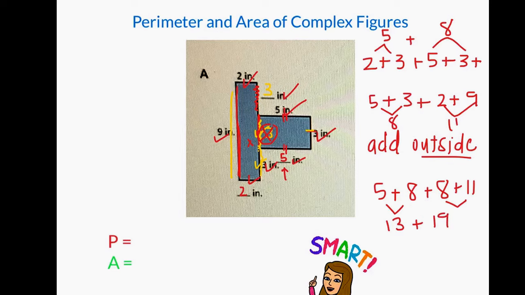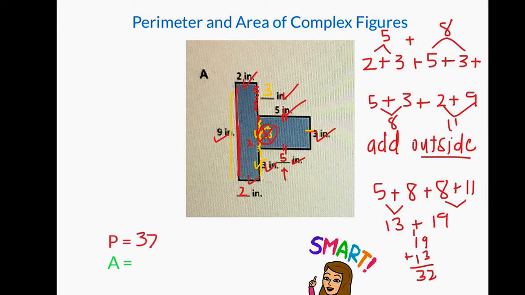And then I'm quickly going to line up my numbers to make sure I add correctly. 19 plus 13, 3 plus 9 gives me 12. Carry my 1, 1, 2, 3. So I end up with 32 inches for my perimeter. Perimeter probably takes the longest due to the fact that you have so many sides involved on a complex figure, and you have to make sure that you get every single outside.